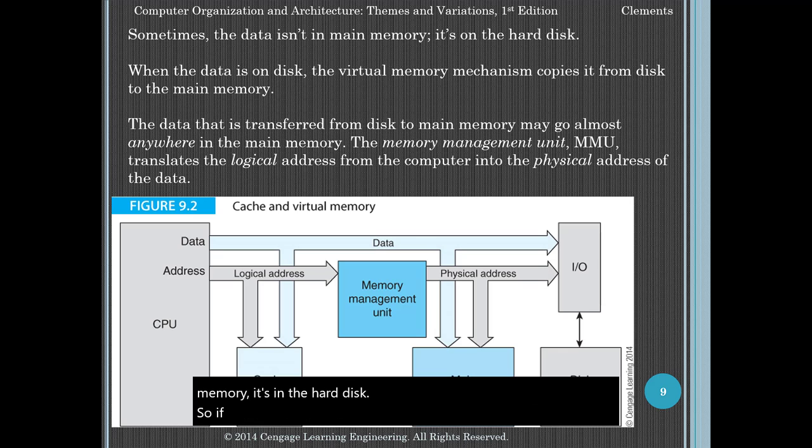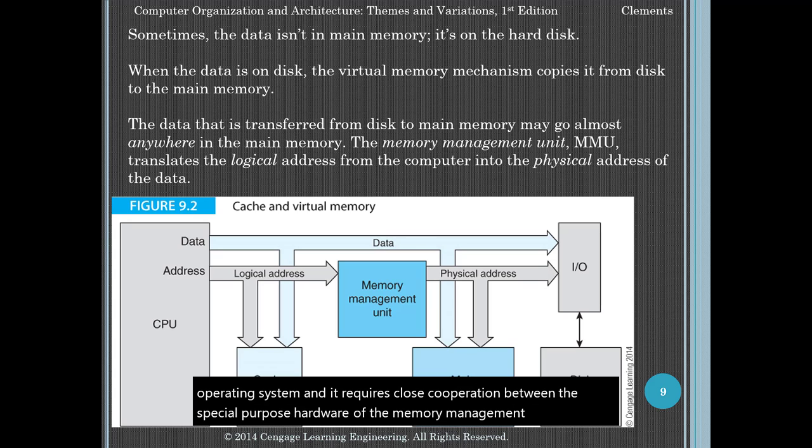So if you're executing instructions and the data is on the disk, then the virtual memory mechanism is going to copy it from disk to the main memory, and it will also be copied into the cache memory for the reasons that I just stated. The data that's transferred from disk to main memory may go almost anywhere in the main memory, right? It's the job of the memory management unit that we can see here in this figure that translates the logical address from the computer, which is the place where the computer thinks the data is located, into the physical address of the data, which is the place where the operating system actually put it in memory. So virtual memory management is one of the principal tasks of the operating system, and it requires close cooperation between the special purpose hardware of the memory management unit and the operating system.